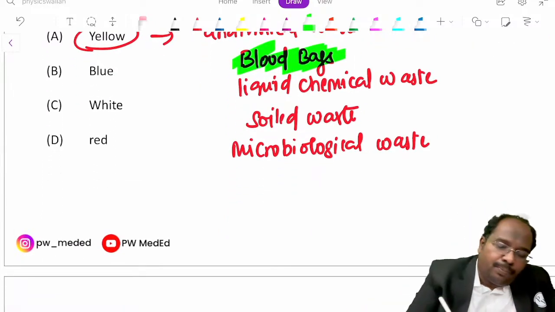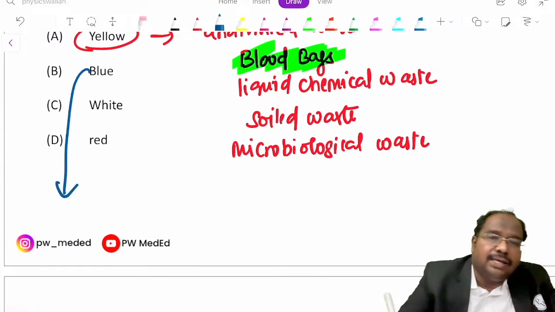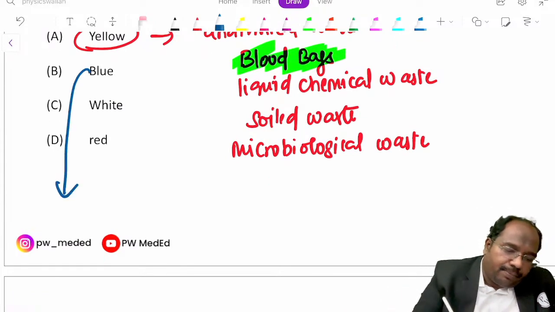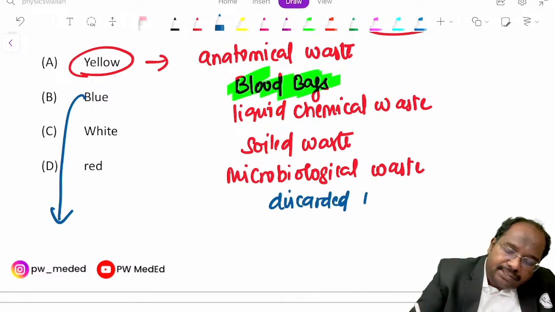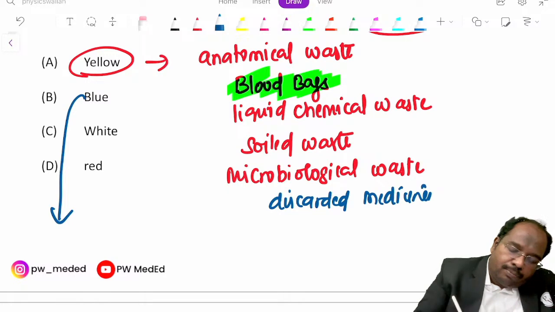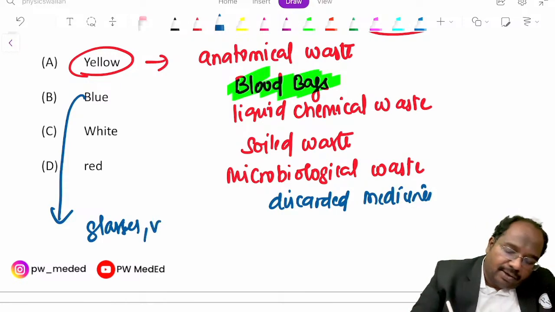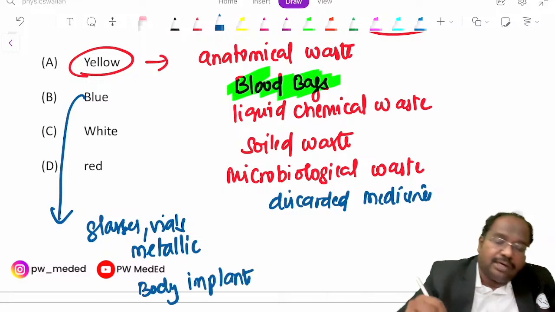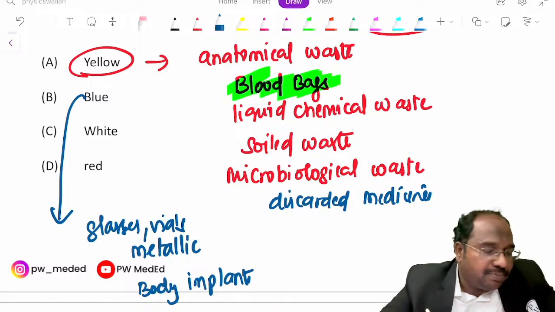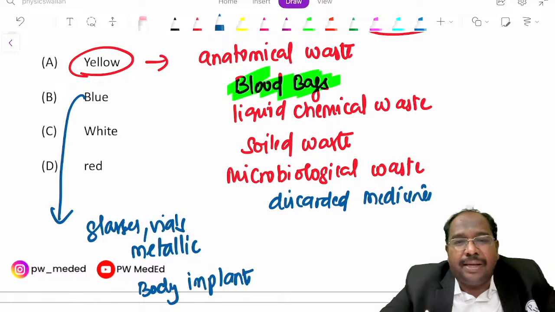Now, what will we put in the blue color bins? Drugs will also come here: discarded medicines. Blue color bins: glasses, vials, ampoules, metallic body implants. A recently asked one is the pacemaker. A pacemaker is a metallic body implant, so that also should go to the blue color bin.